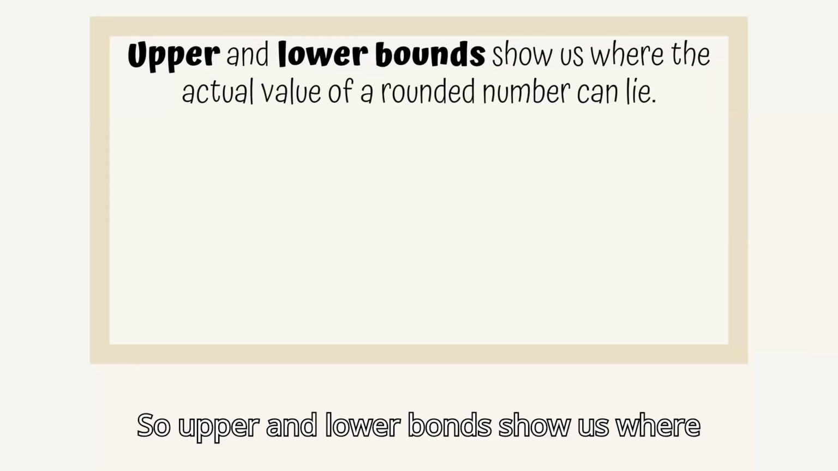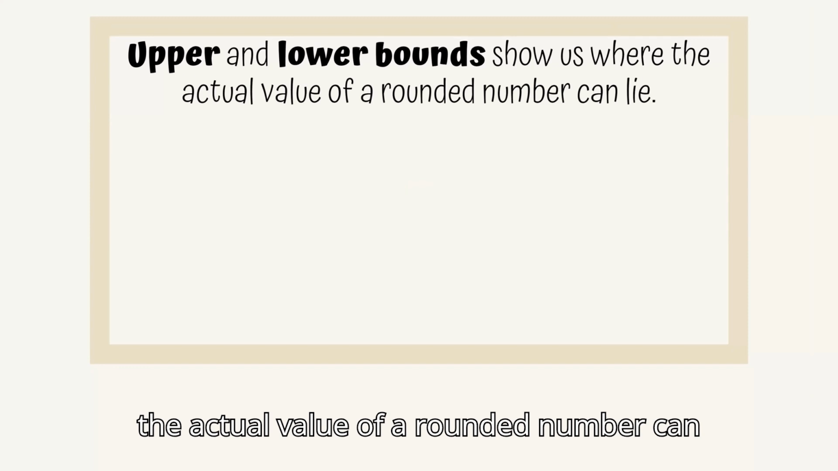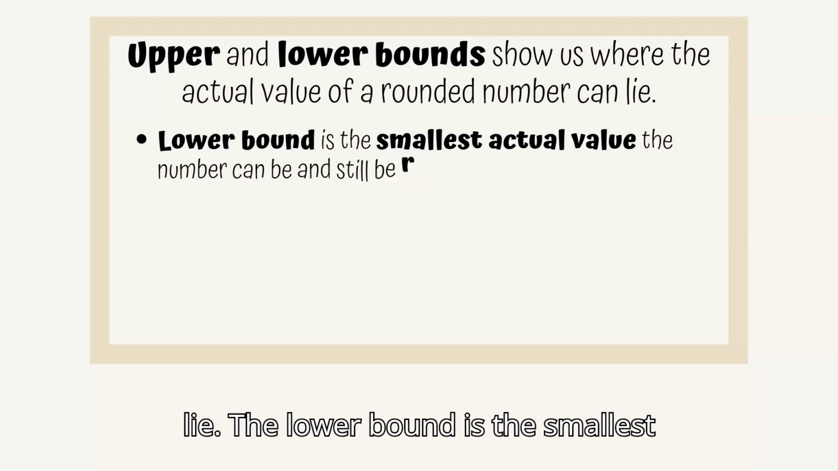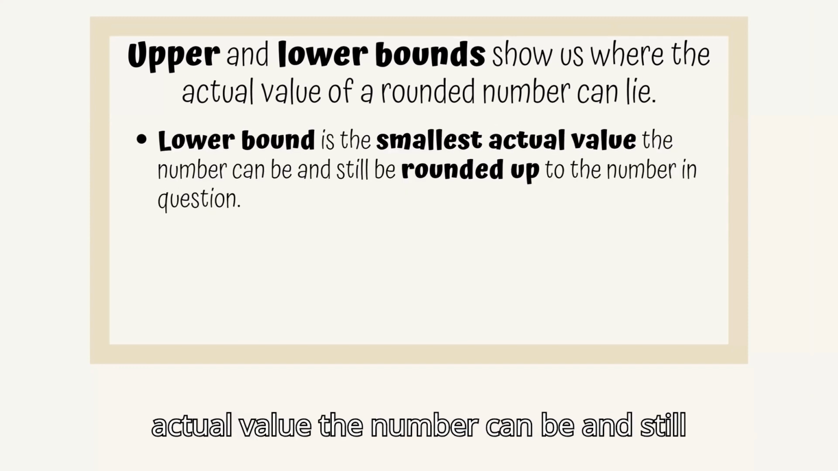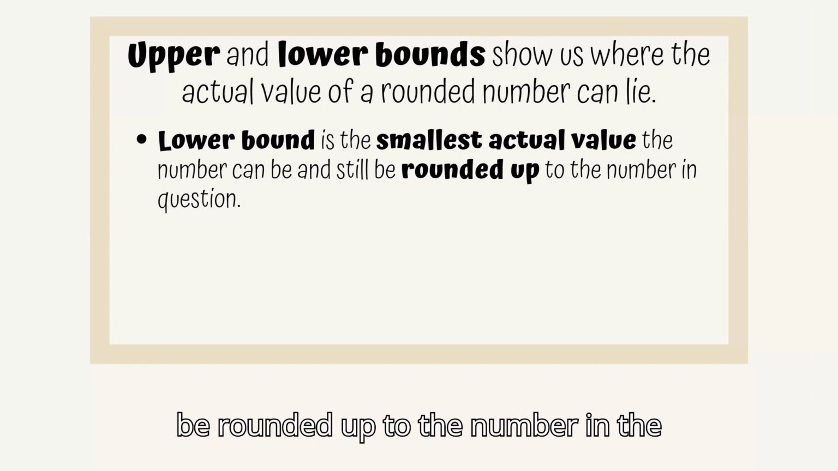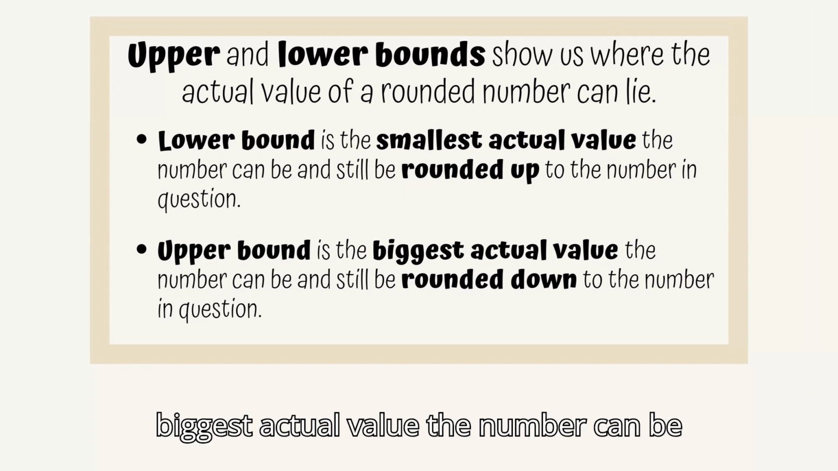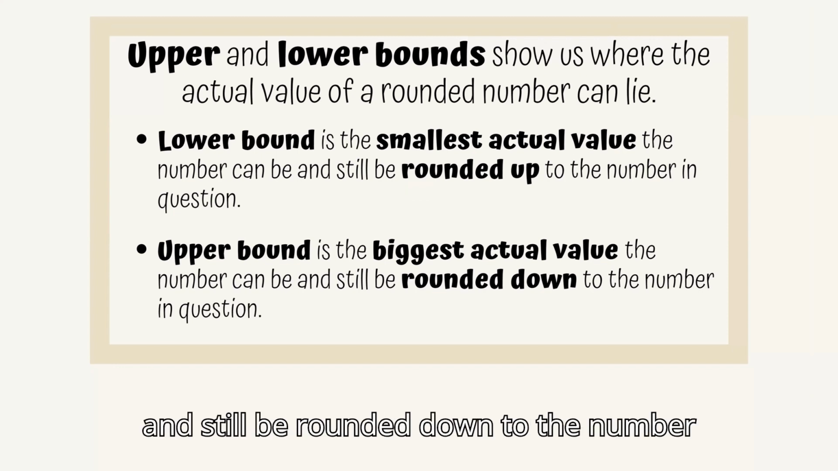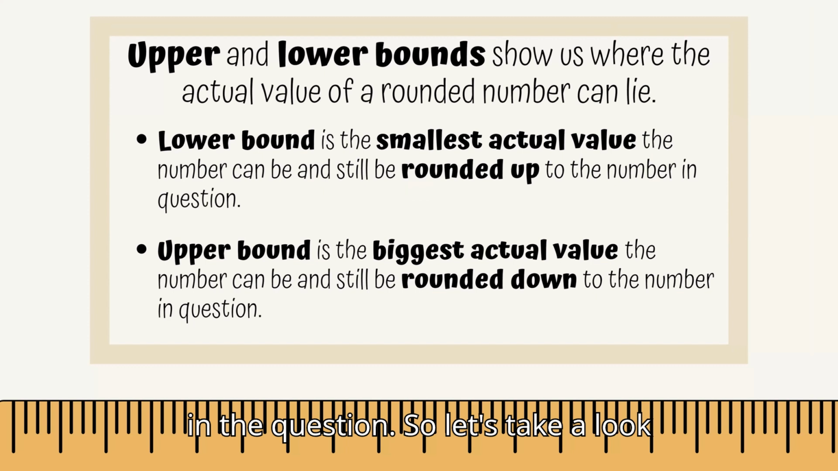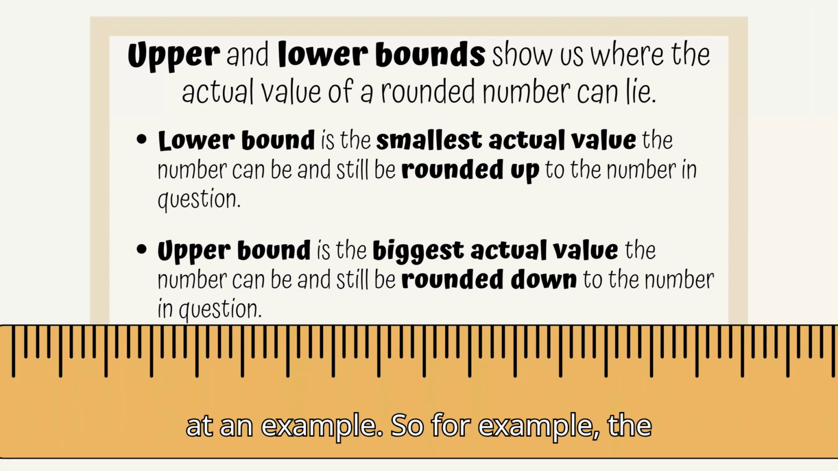Upper and lower bounds show us where the actual value of a rounded number can lie. The lower bound is the smallest actual value the number can be and still be rounded up to the number in the question. The upper bound is the biggest actual value the number can be and still be rounded down to the number in the question. So let's take a look at an example.